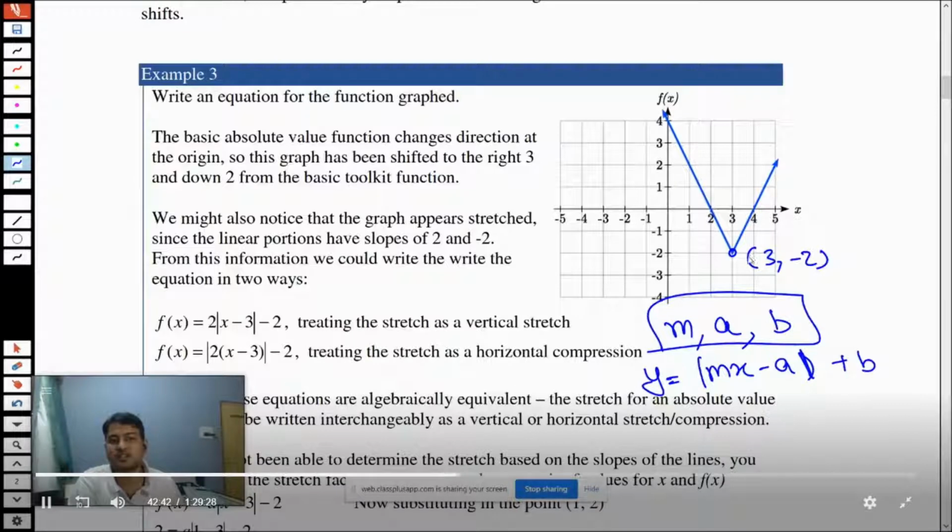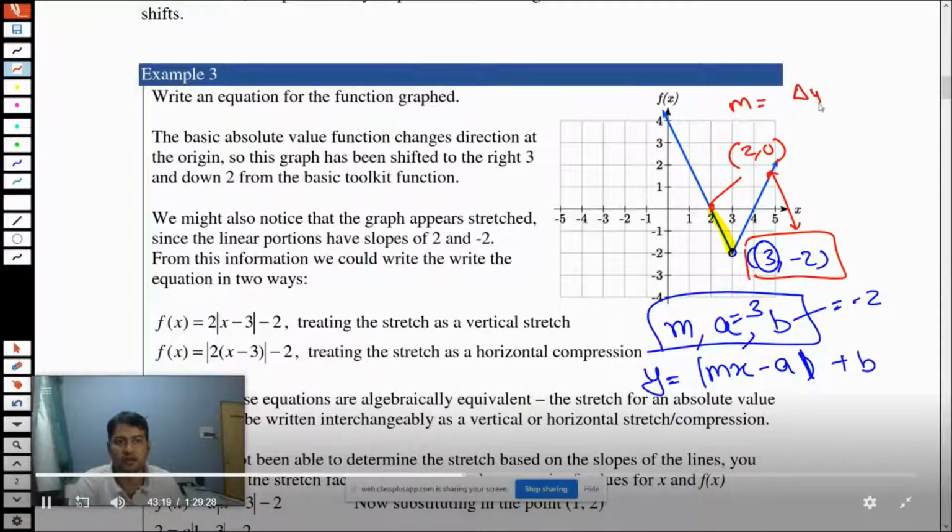So in this case, the shift to the right is 3 units. Okay, so a becomes equal to 3. Shift down is by 2 units, so b becomes equal to minus 2. The only thing remaining is m. So how do I find m? You can use the slope of this segment to find m. So this point you know is 3 comma minus 2. This point you know is 2 comma 0, right? So you can use the slope between these two points to find m.